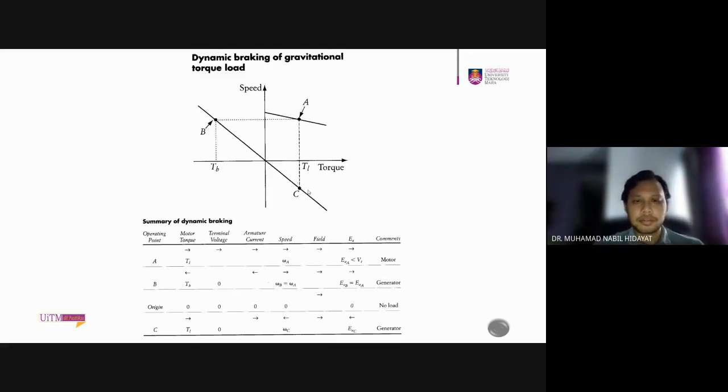So both B and C are in a dynamic mode, not generating mode. Dynamic, because the power that is connected to the resistor is dissipated in terms of heat. So there is no power to be sent to the batteries.